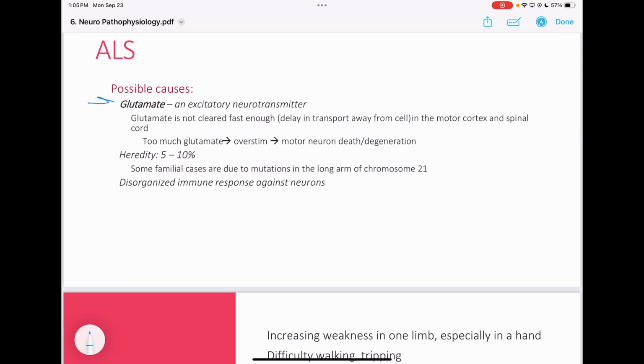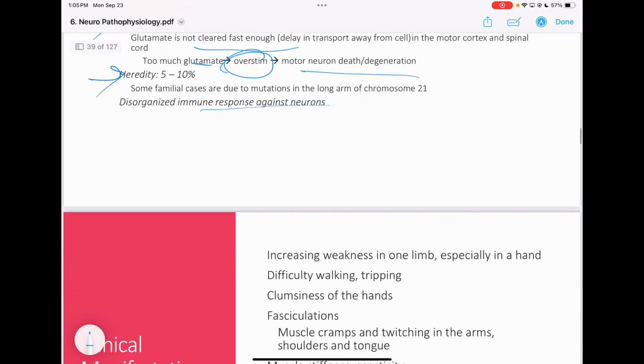What are some possible causes of ALS? One they think is glutamate is the problem. Remember, it's an excitatory neurotransmitter. We don't want this neurotransmitter going crazy and uncontrolled. It's going to stimulate the brain too much, causing problems like potentially ALS. So glutamate is not cleared enough. It sticks around longer. Too much glutamate, overstimulation, and you destroy the nerve. You pretty much overstimulate the nerve and burn it out, so it's not going to work. Okay, there is some hereditary involvement as well with ALS. They have some mutations and it causes disruption in the neurons.